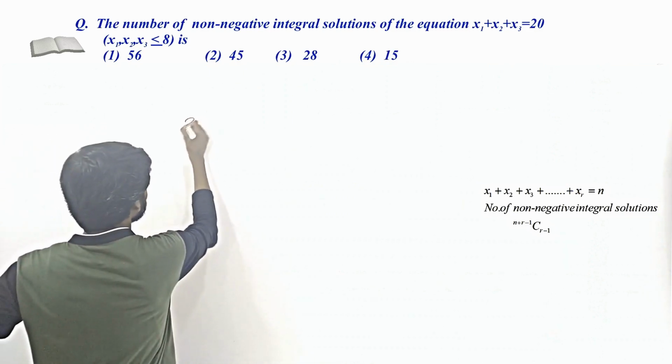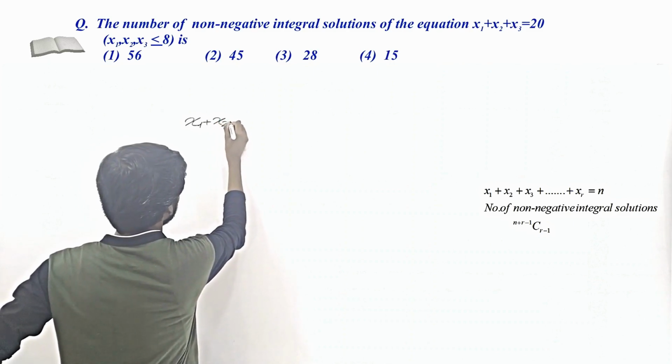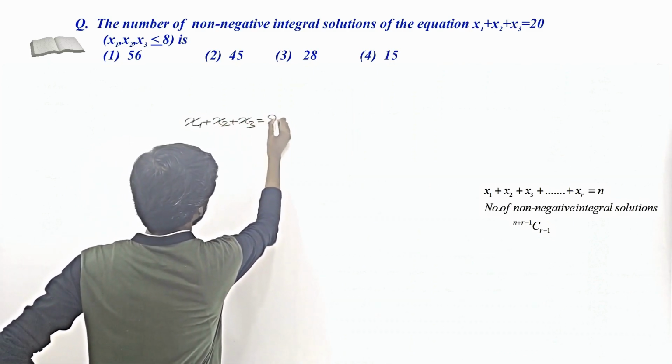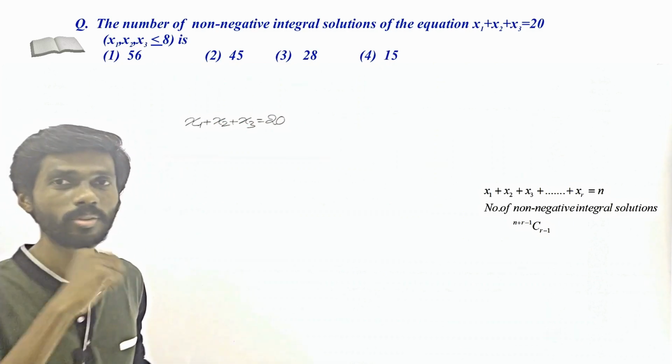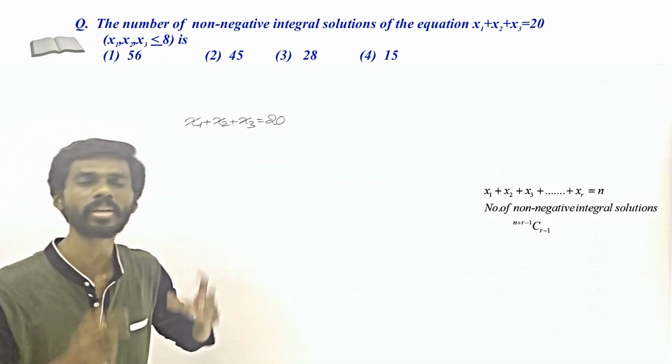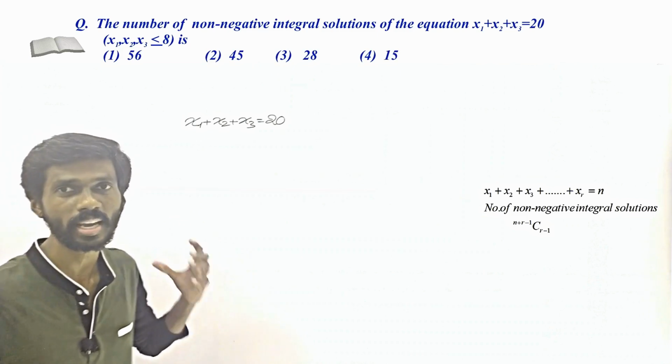See, it's given that x1 plus x2 plus x3 equals 20. Now, we can't use this formula directly, so we'll go back to the basics, right? How we derived this formula using that multinomial expansion. So we are going to use that method directly here.